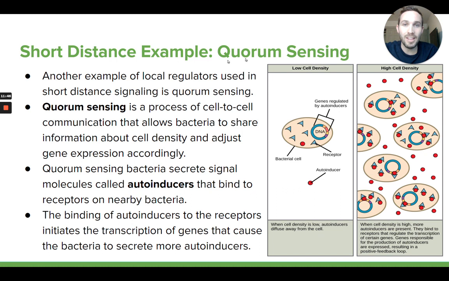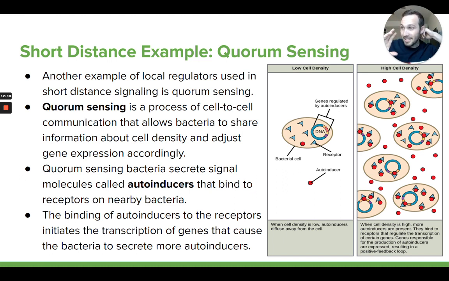Another example that's also kind of confusing is something called quorum sensing. This is something that certain types of bacteria are able to do. It's basically a way for bacteria cells to communicate with other nearby bacteria cells. It gives them the ability to determine when there's a certain amount of bacteria cells near them or that they're surrounded by.